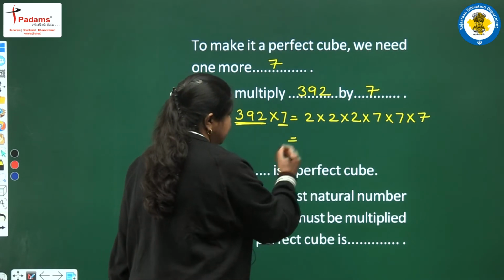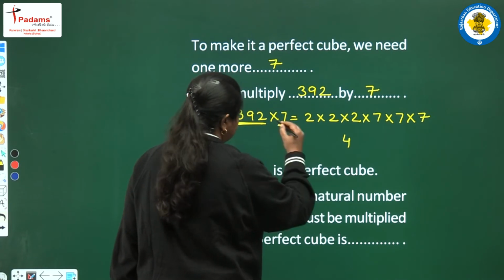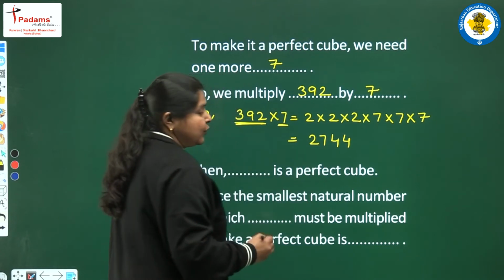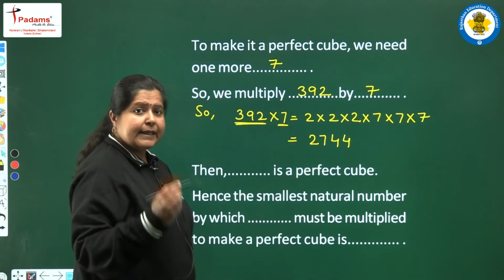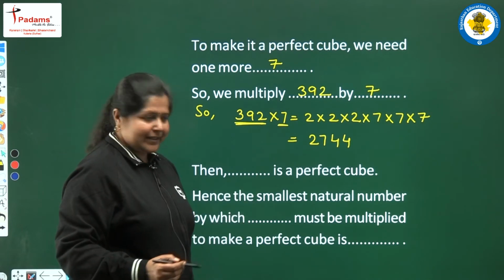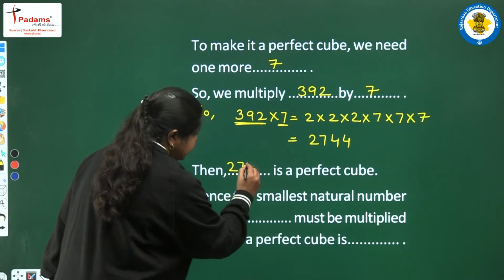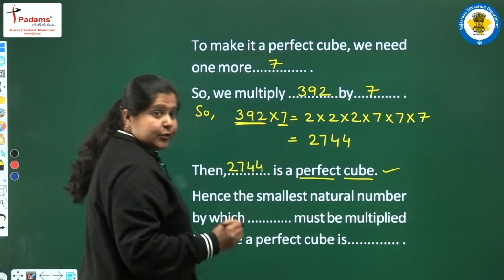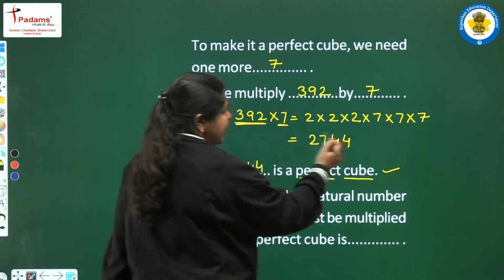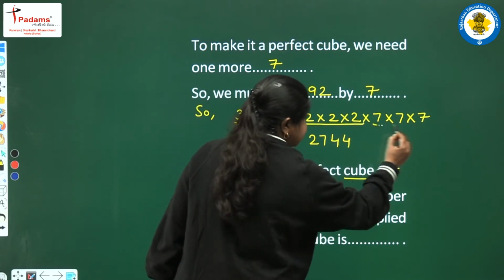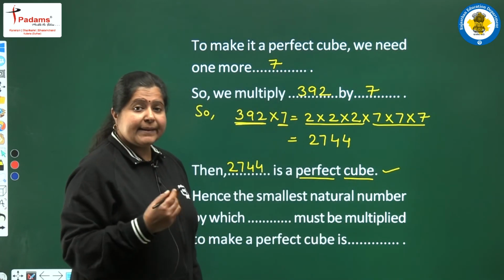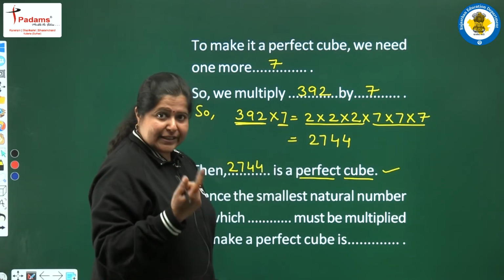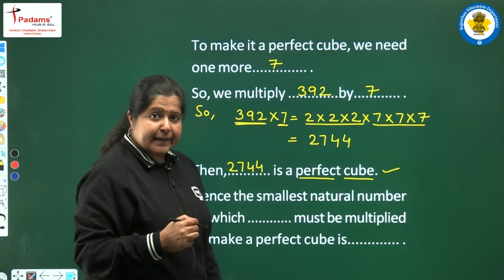And now the number that we will get, 7 2s are 14, 1 carried, it's 64, and we will get 2744 when we multiply 392 by 7. So 2744 is a perfect cube now. ये हो गया एक परफेक्ट क्यूब. क्यों हो रहा है ये परफेक्ट क्यूब? क्योंकि अब इसके फैक्टर्स देखिए आप, 2 भी और 7 भी दोनों ही ट्रिपलेट फॉर्म में हैं. They both are in groups of 3. So 2 is being multiplied by itself 3 times, 7 is also getting multiplied by itself 3 times.